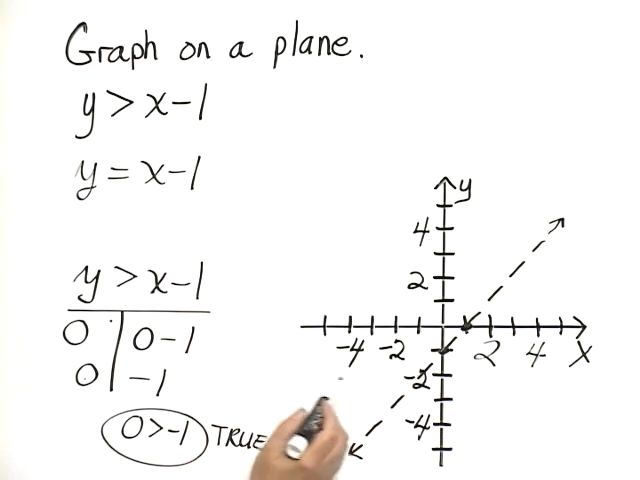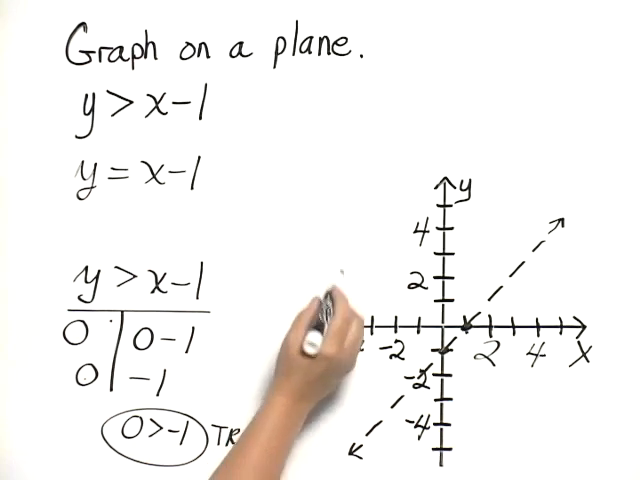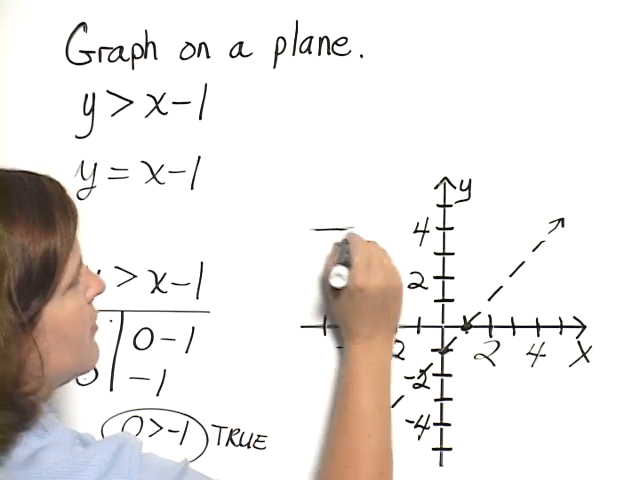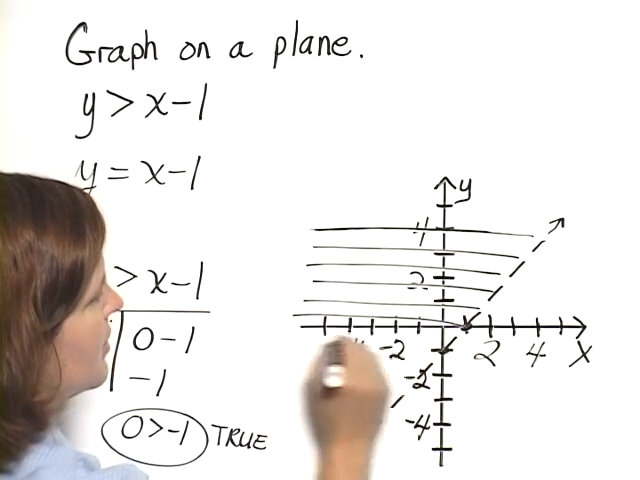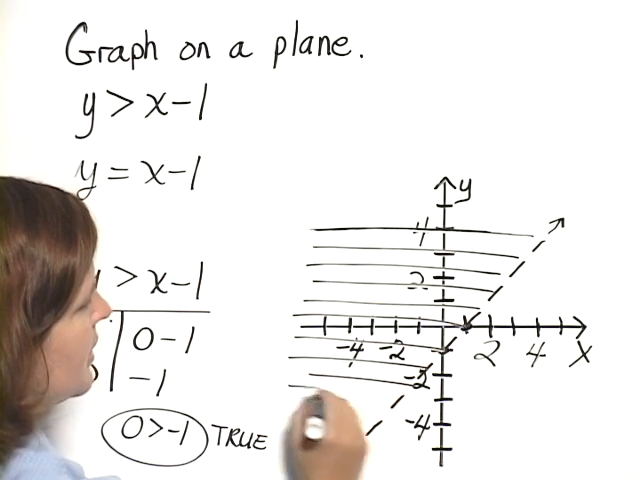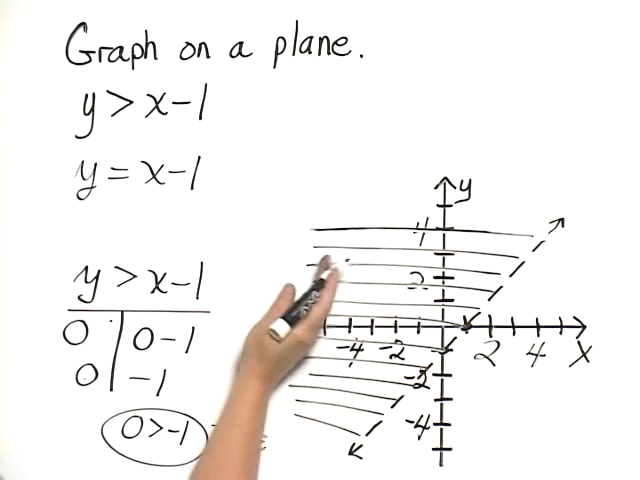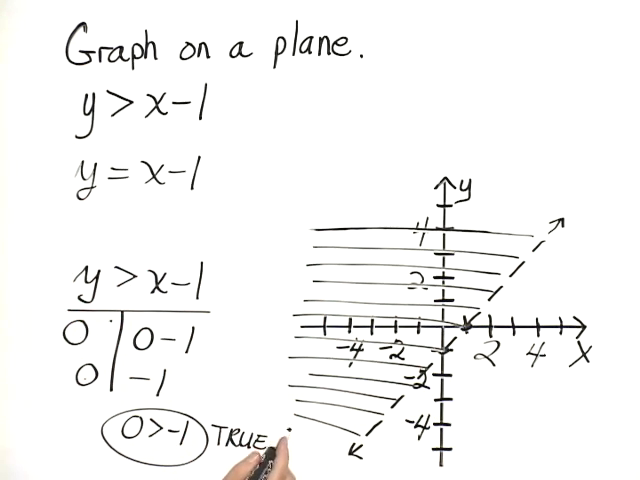So we can shade this, color this, whatever you have available. You can shade it even by just making lines to shade it like this. And this half plane would be considered the graph of the inequality y is greater than x minus 1.